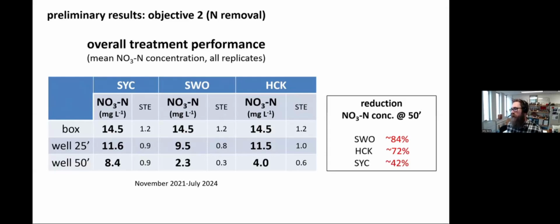I won't read all these off, but you can see there's a little bit of difference in species. Again, these are very young trees. I'm not sure if we're able to really tease out some trends here. There's a lot of soil heterogeneity out there, concentrated flow paths, things like that. But there is a little bit of a trend as far as species go, to the tune of reducing nitrate N concentration at the 50-foot mark. Swamp white oak is 84%, hickories 72%, and then sycamore 42%.